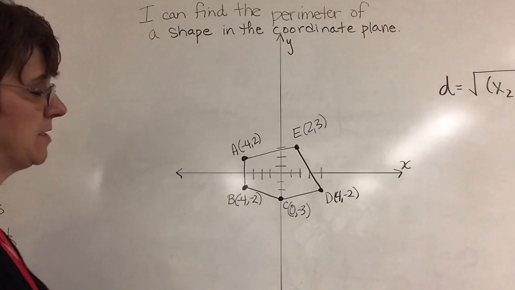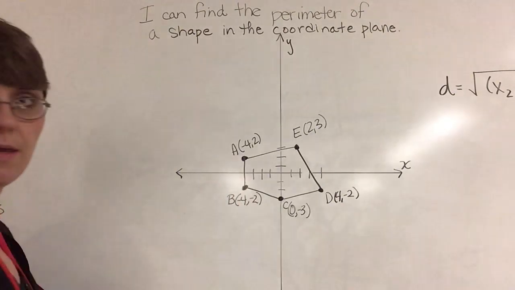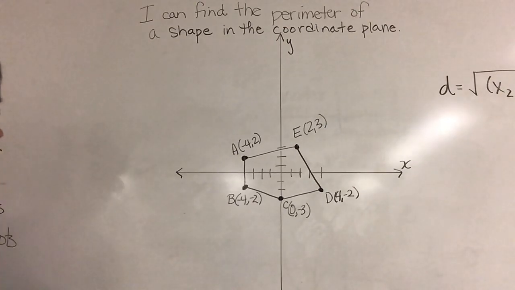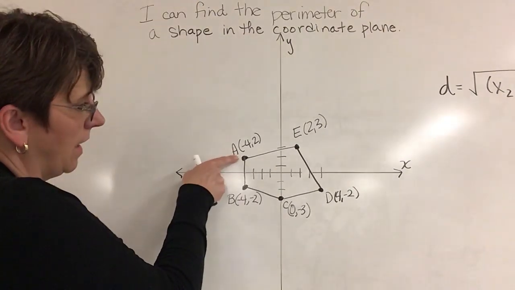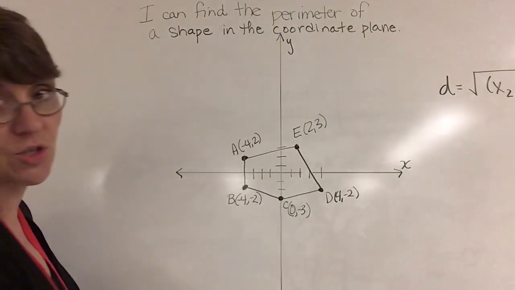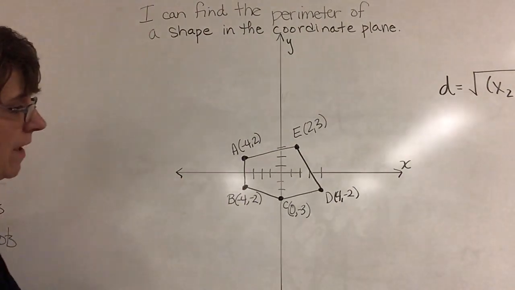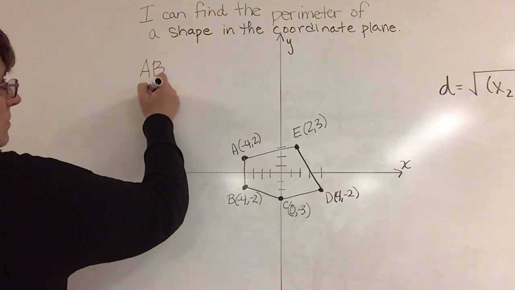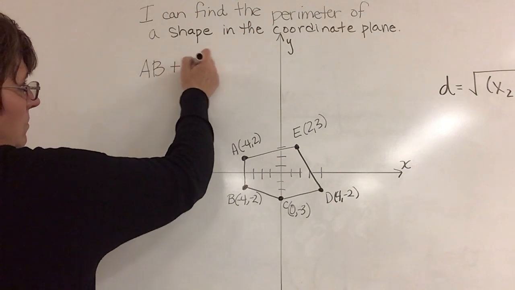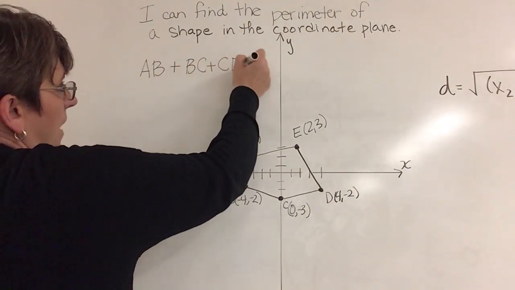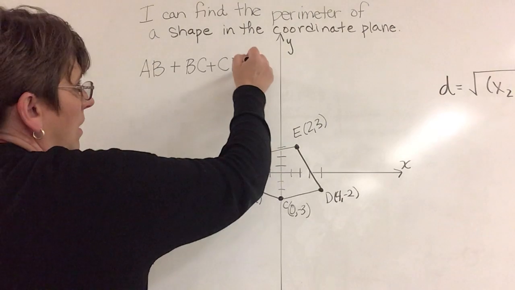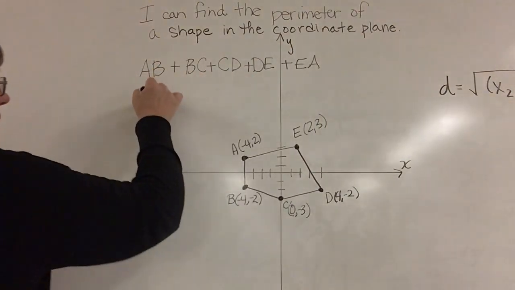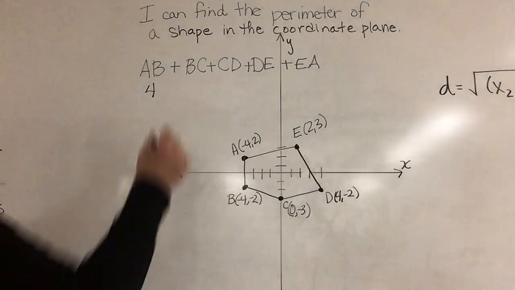So, for example, as I mentioned before, if I want to find the length of AB, AB is a vertical line, so all I'm going to have to do is count the spaces for that one. A is 2 units above 0, B is 2 units below 0, so the length of AB is going to be 4. We're going to have to add all of these together. And I know that that's 4, and I just counted the spaces to get that.